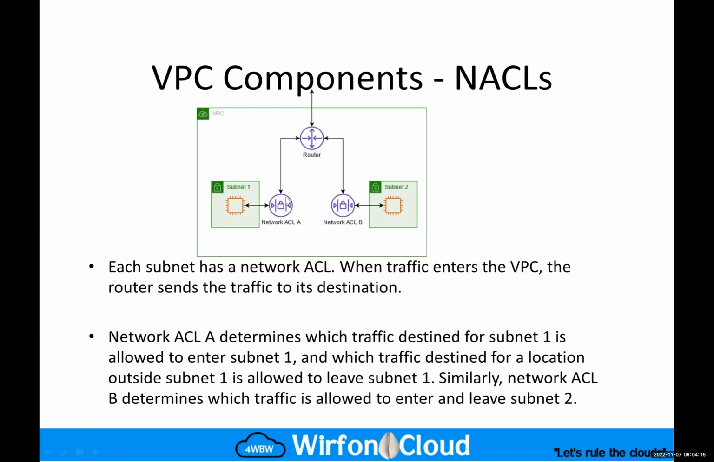After a request leaves the subnet, it is evaluated at the level of the network access control list before being sent to the router, which would then forward it to the internet gateway if these are public subnets. So each NACL determines which traffic is allowed to leave or to enter the subnet to which it is attached.